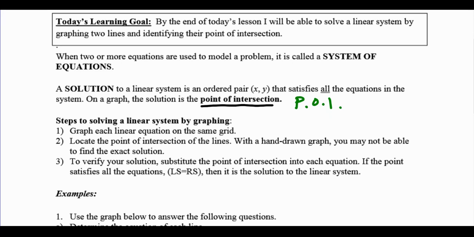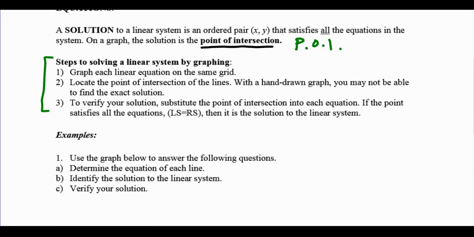Well, we have steps to solve this. So what we do first is graph each equation on the grid. We're going to use the skills we've learned in the previous unit to be able to graph these properly. Locate the point of intersection of the lines with a hand-drawn graph. You may not be able to find the exact solution. Sometimes they fit in between grid lines, and it could be a bit of a guessing game, but certainly an accurate guess or a logical guess, a range of answers is satisfactory.